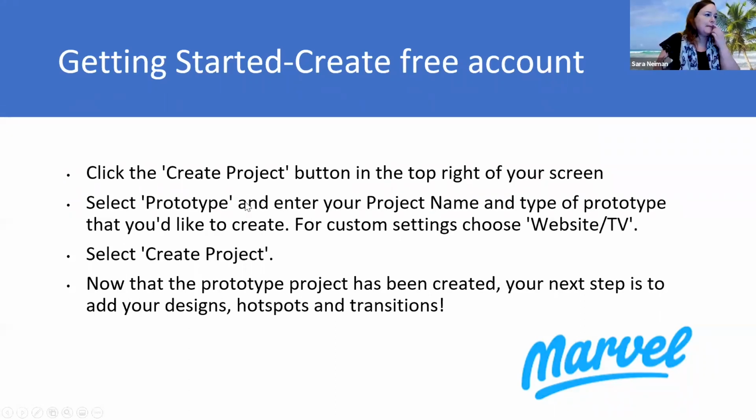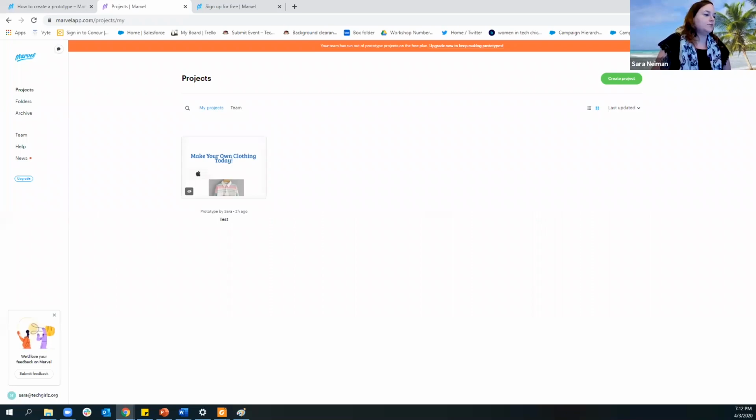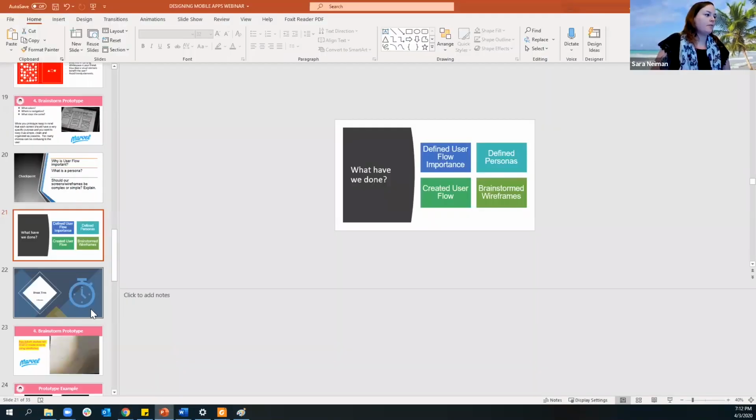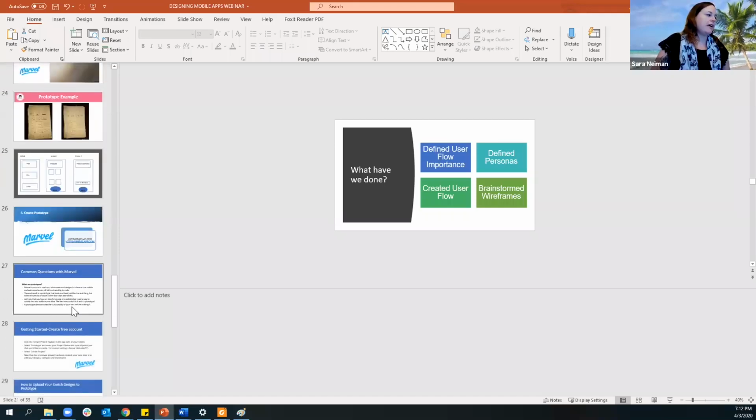So when you are creating your free account, I'm gonna try to see if I can show this side by side. Well, I'll just do it this way. You're gonna click the free create project button in the top right of your screen. I am gonna minimize this so you can see. So let me end slideshow here. Sorry about that. I want to make sure that you can see it side by side.